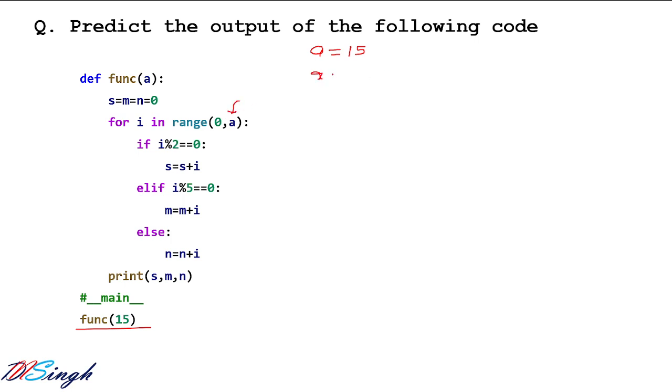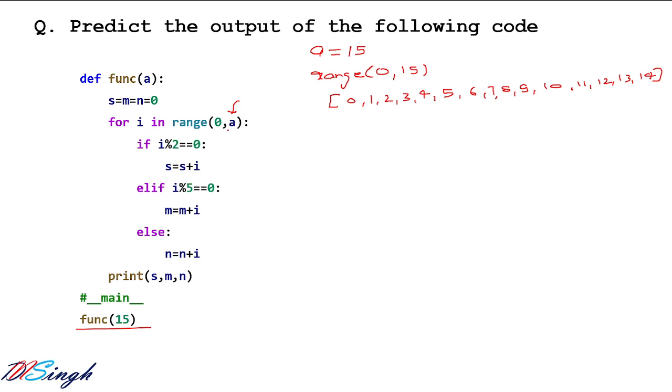So what will the range function generate? Range function will start from 0 and go up to 15. The last stop value is not included. The numbers generated by the range function are 0, 1, 2, 3, 4, 5, 6, 7, 8, 9, 10, 11, 12, 13 and 14. So these are the numbers that the range function is going to generate. So let us dry run this code.